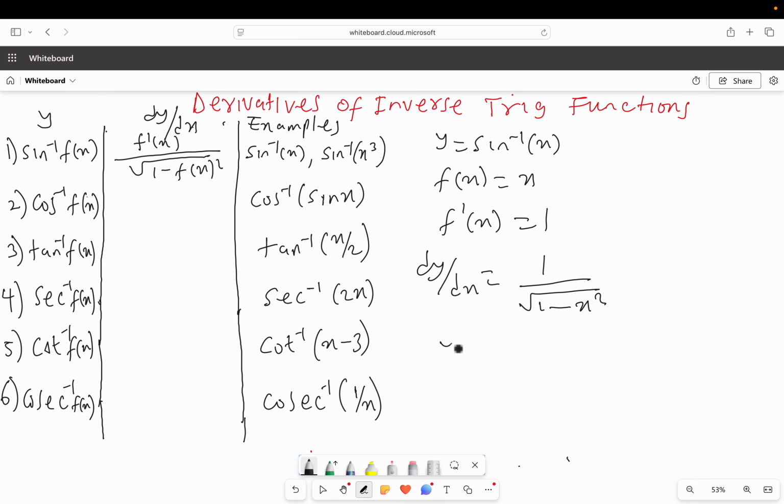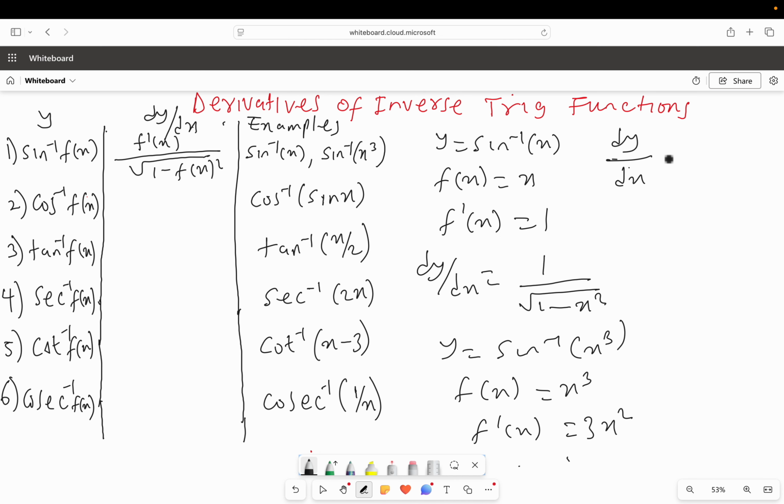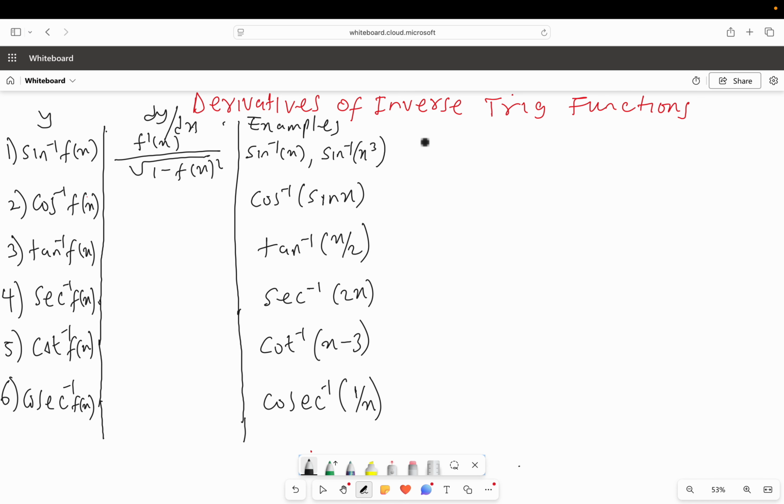So if I have y is equal to sine inverse of x cubed, so it means my f of x is x cubed, and my f prime of x is just 3x squared. So if I substitute it into the formula, it means my dy/dx is just 3x squared divided by root of 1 minus x to power 3 squared, which is just x to power 6. So now let us move to the second function.